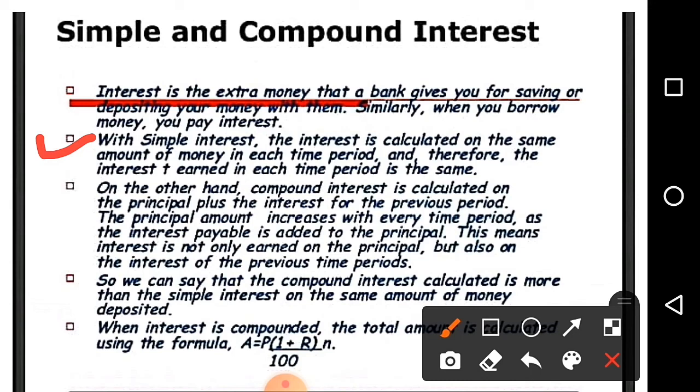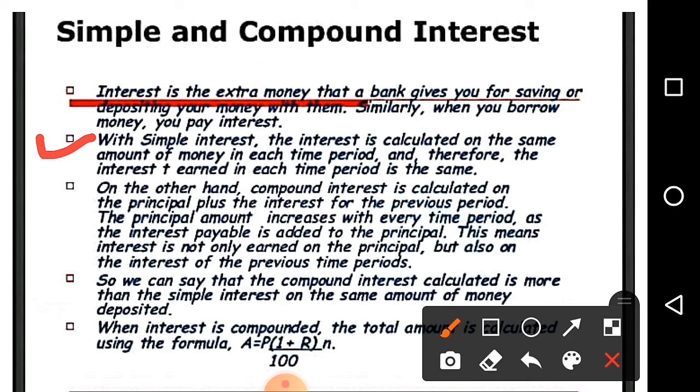So this is the way it is charged. On the other hand, compound interest is calculated on the principal plus the interest. Principal means your original amount, whatever you have borrowed or you have given, okay, so that is your principal plus interest, and that becomes the principal for the next year. So this way it is calculated in compound interest. This will be more clear when we do the textual sums.